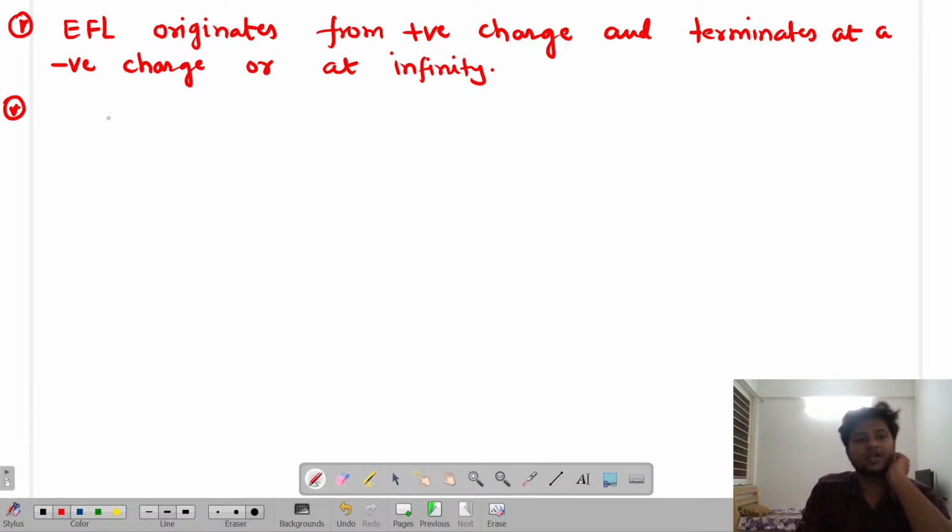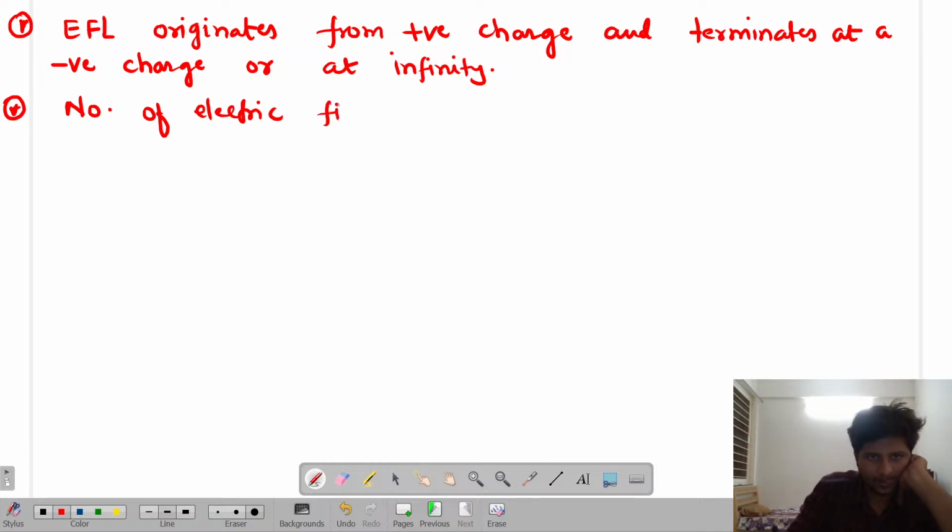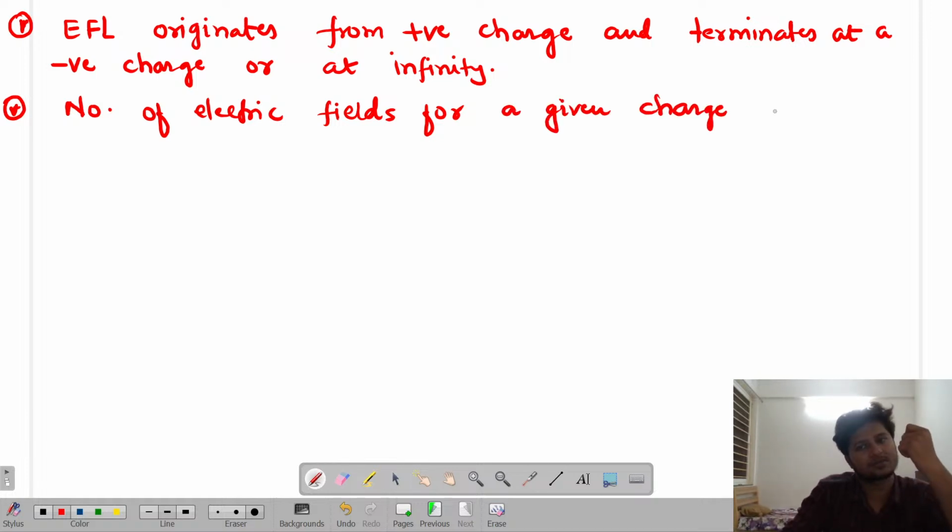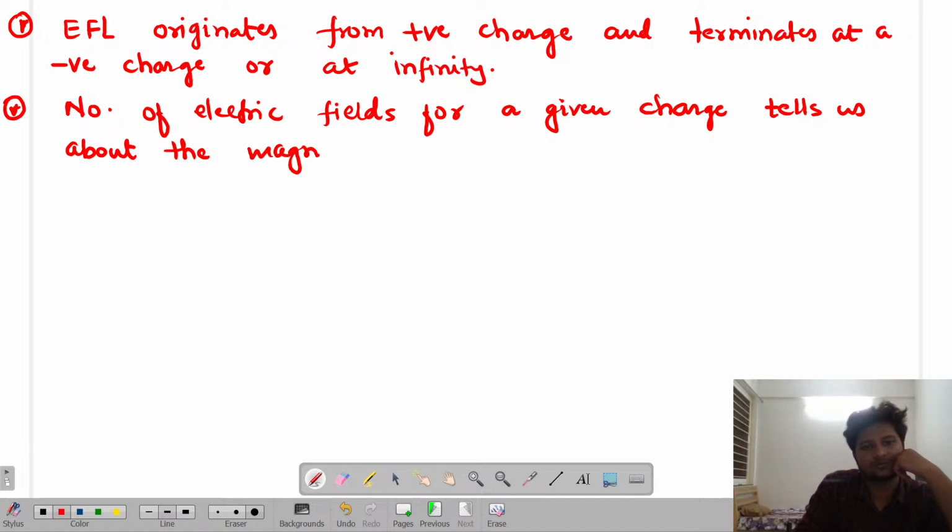The last point, that the number of electric field lines for a given charge tells us about the magnitude of the electric field strength of that charge.